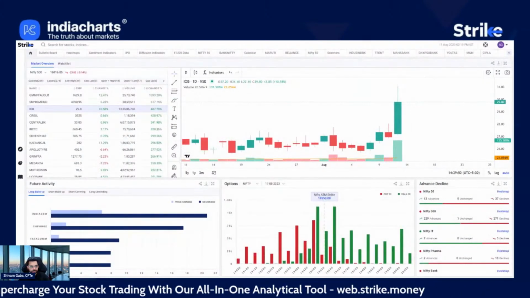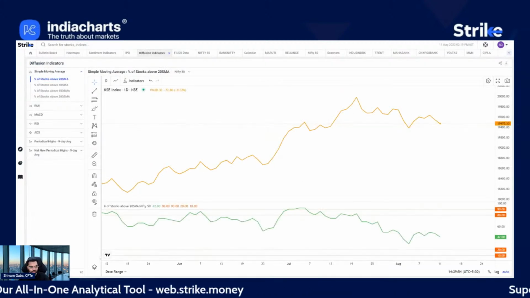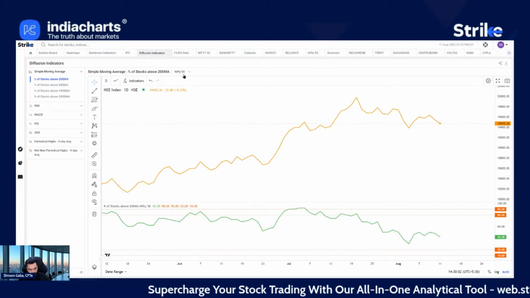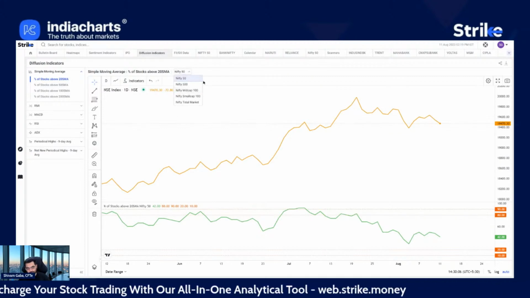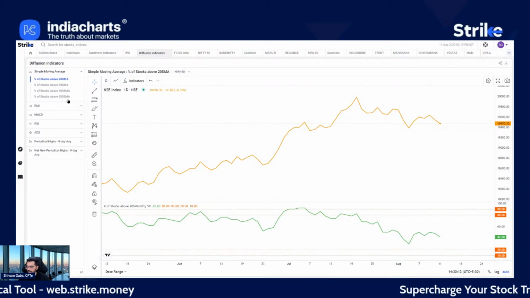Yeah, without any further delay, I'm going to the diffusion indicators. So what the meaning of diffusion is, when you run a certain criteria across a basket of stocks, right? So we have given baskets like Nifty 50, 500 and all. So Nifty 50 being the headline index and Nifty 500 the broader index. So I'll start with the top down approach.